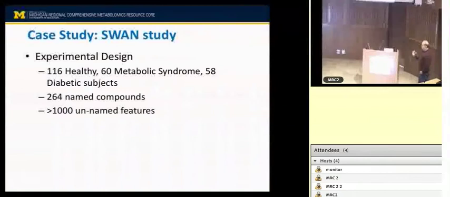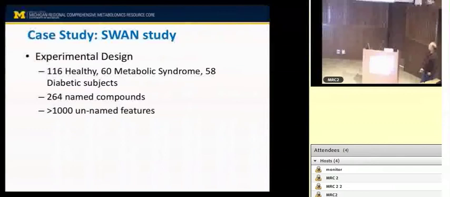So if you're asking a pairwise comparison, healthy versus metabolic syndrome, this is one hypothesis. But if you're asking what are the metabolites that differentiate across all 3, that's a different hypothesis. So there are a number of subtleties. And if you're unsure, consult somebody that has worked and has experience with some of these issues.